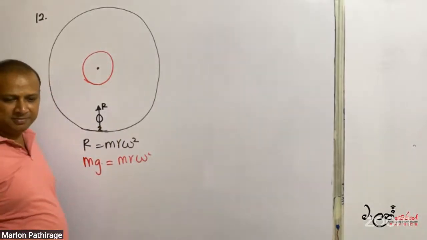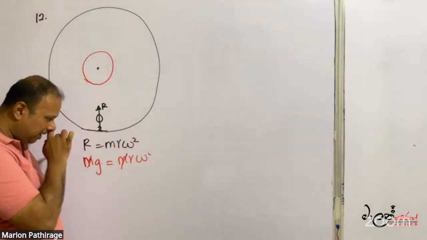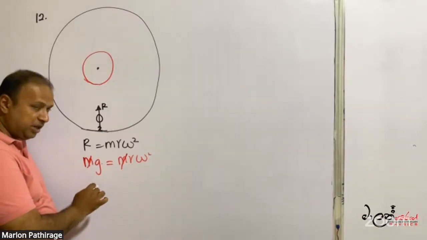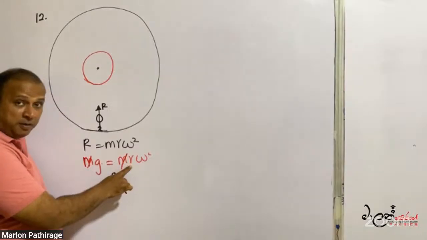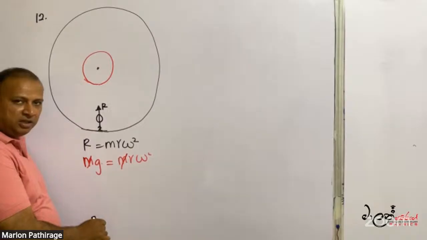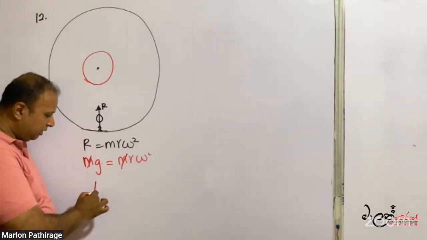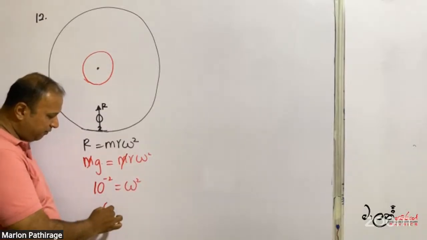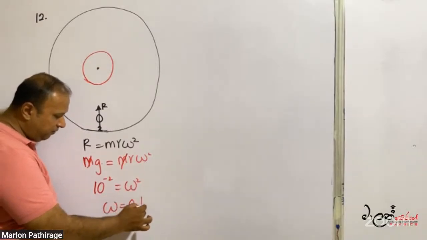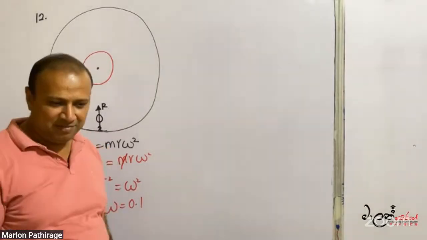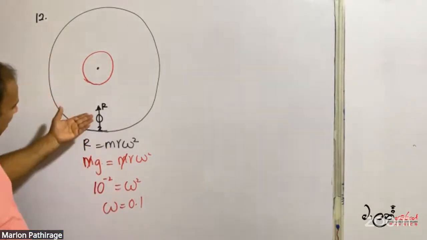The m will be cancelled out. This one is 10, this one is 10 to the power 3. The 10 and 10 to the power 3 cancel, so 10 to the power minus 2 is equal to omega squared. Therefore, omega should be 0.1. Yes. Therefore, the answer is number 1.